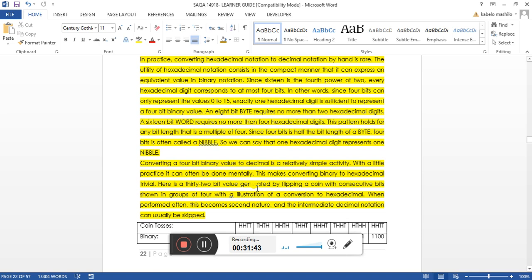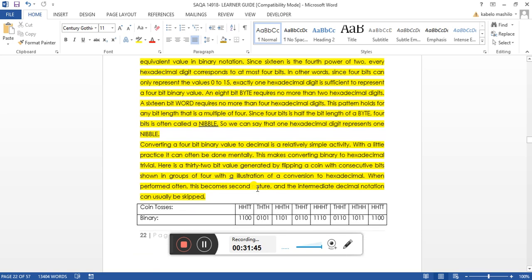Converting a 4-bit binary value to decimal is a relatively simple activity. With a little practice, it can often be done mentally. This makes converting binary to hexadecimal trivial. Here is a 32-bit value generated by flipping a coin with consecutive bits shown in groups of 4, with an illustration of a conversion to hexadecimal. When performed often, this becomes second nature, and intermediate decimal notation can easily be skipped.